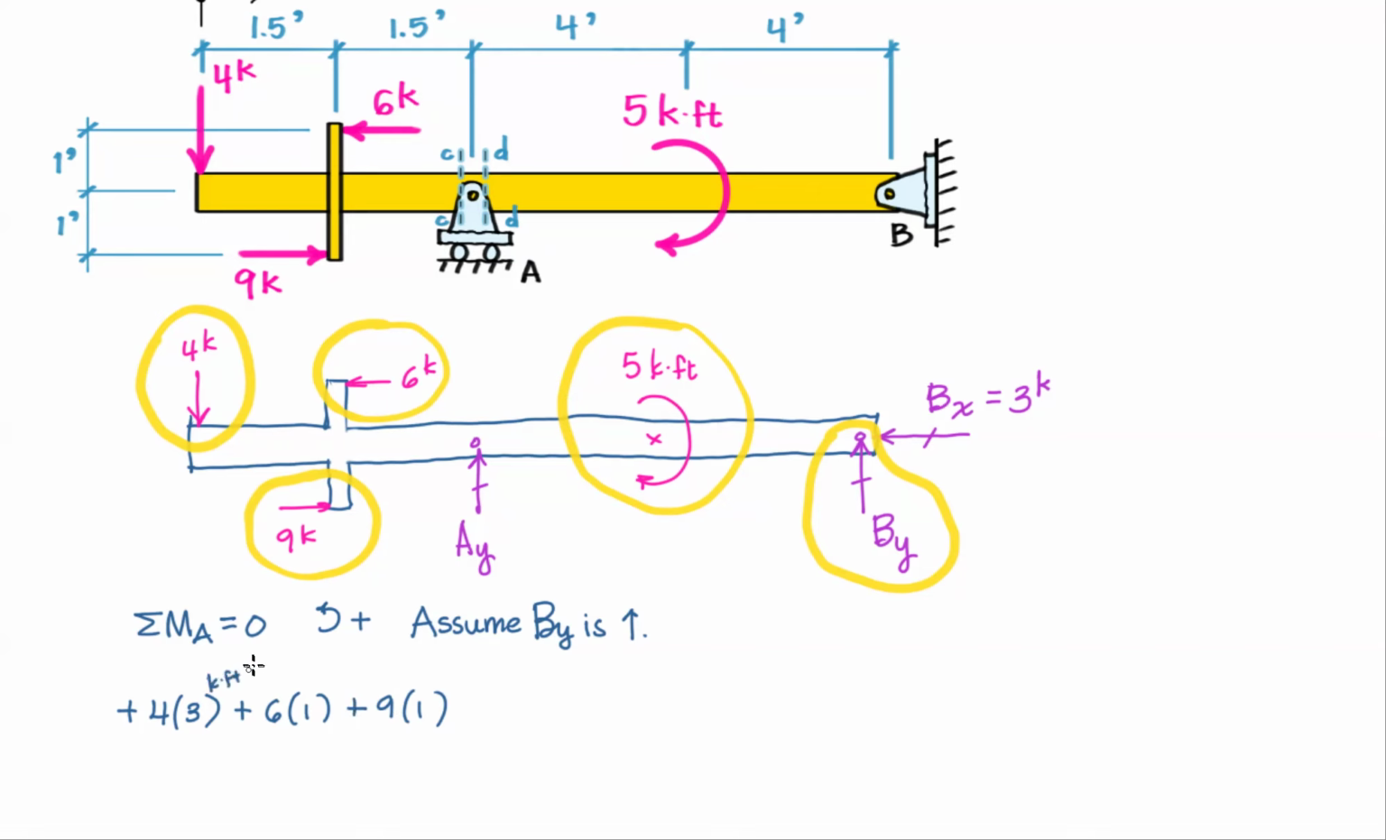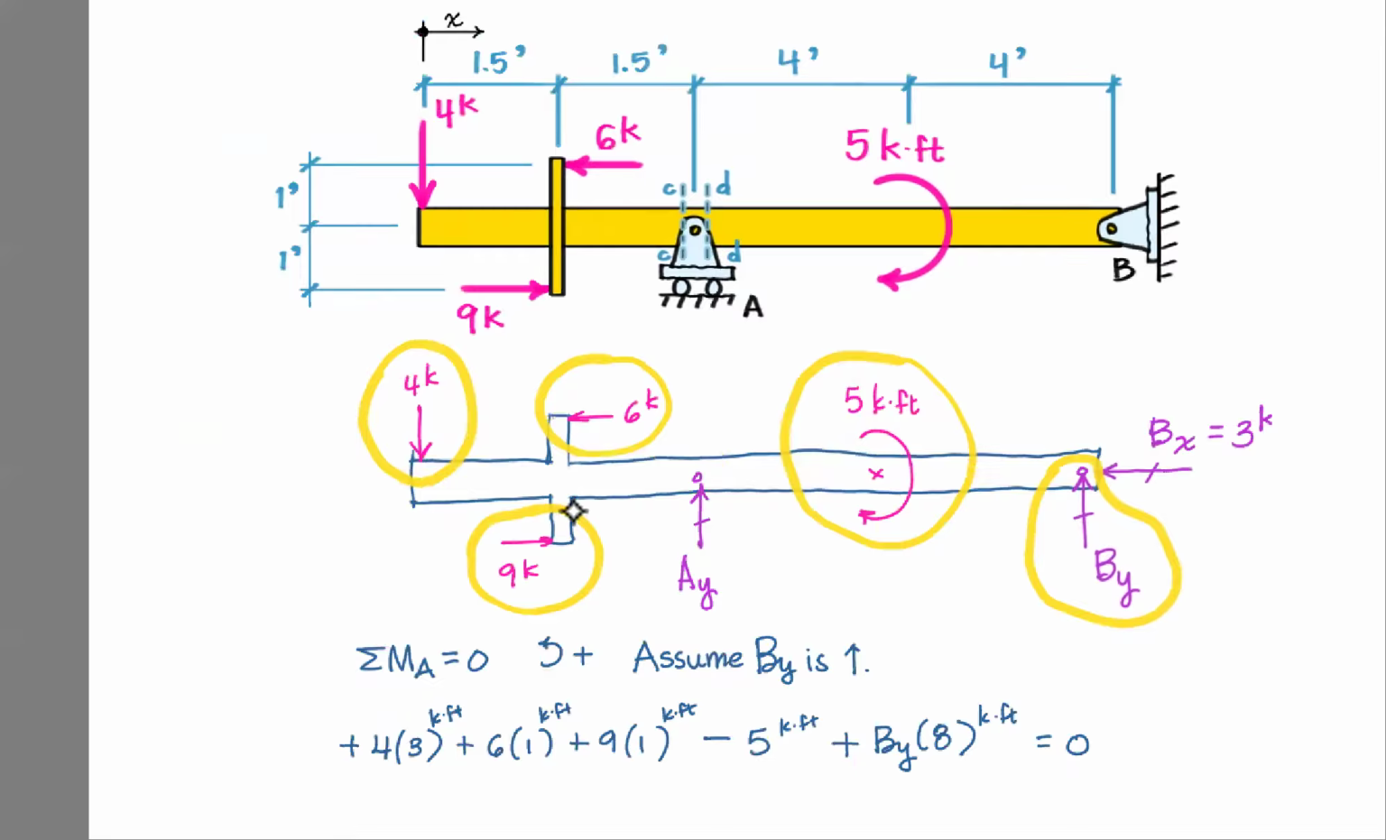Okay, so these are all in kips times feet. And so we're going to add in 5 kips times feet. And that one is clockwise, negative, thumbs down. And lastly, B sub y, its moment arm of 8. This is in kips times feet. And the sign for that one is going to be positive, thumbs up, counterclockwise, set it equal to 0.